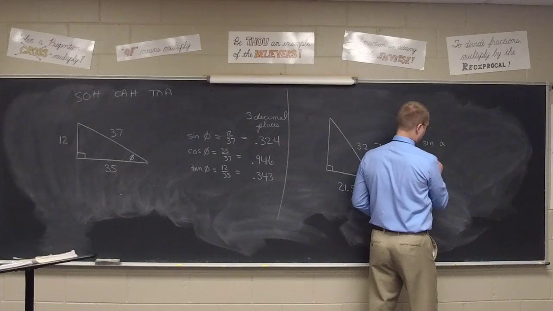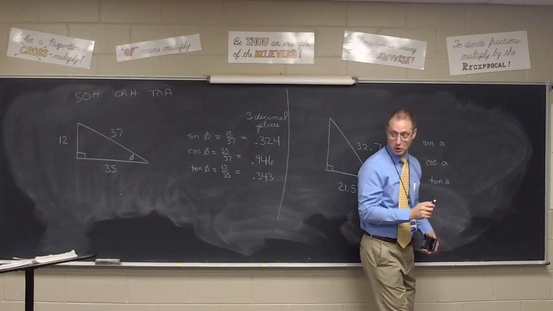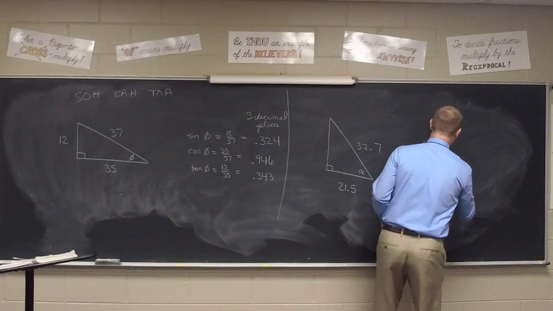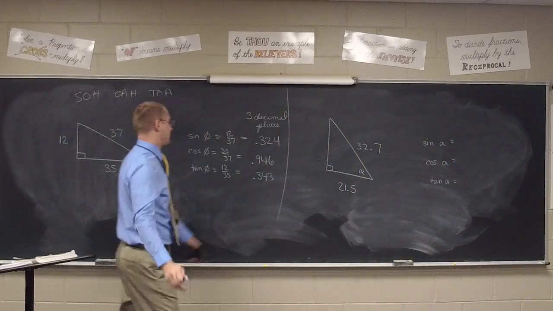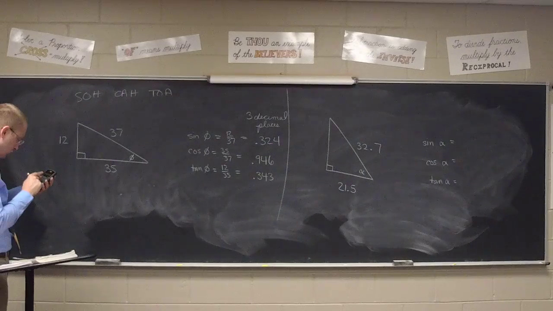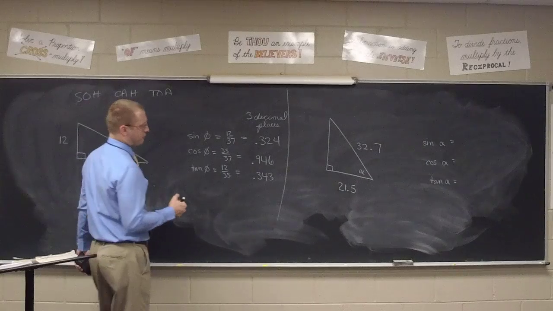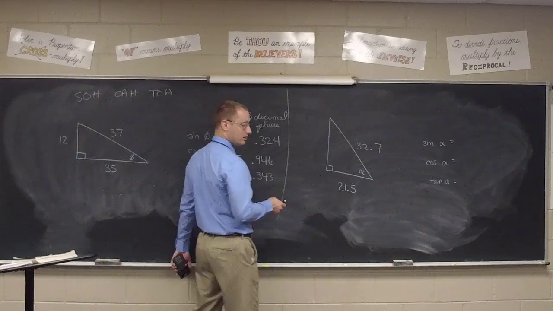Anyway, we want to find sine, cosine, tangent of alpha, but first of all, of course, we have to find that missing leg. We first have to find the missing leg. All right, how do we find the missing leg? Pythagorean theorem. So 32.7 squared, the hypotenuse, subtract the square of the leg, take the square root.